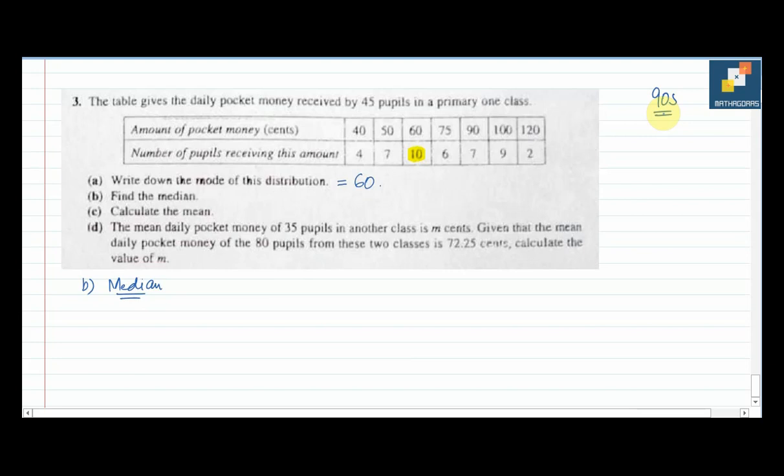All right. What I expect that you had done is the summation of f is 45. So (n plus 1) divided by 2, 45 plus 1 divided by 2 leads to 46 divided by 2. It means the 23rd term. So for the 23rd term, we need to add all those frequencies. The first is 4, 4 plus 7 is 11, 11 plus 10 is 21, 21 plus 6 is 27. The 23rd term lies in this group. So that means the median we have is 75.